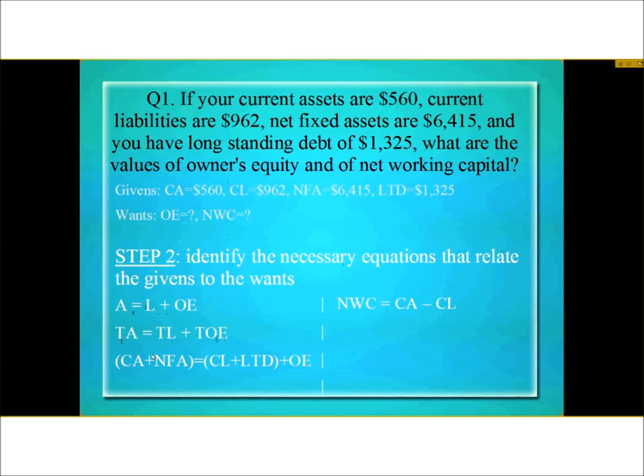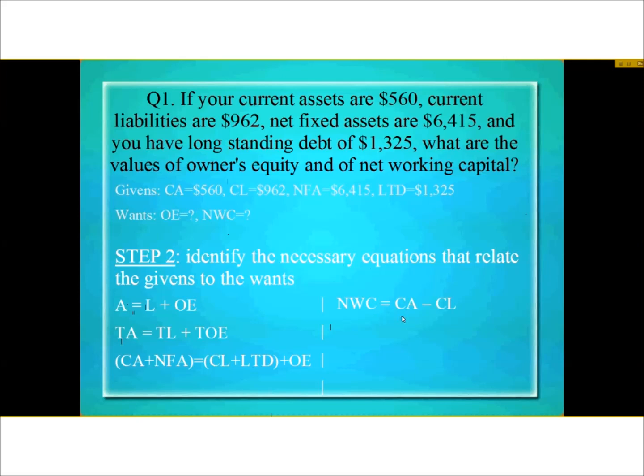In this example, they give us only two asset accounts, current assets and net fixed assets. So if we sum them together, we get our total assets. Liabilities, they give us current liabilities and long-term debt. These come from the balance sheet. These add together to get the total liabilities. And then we leave owner's equity as is. So that's the equation that we're going to use to solve for owner's equity.